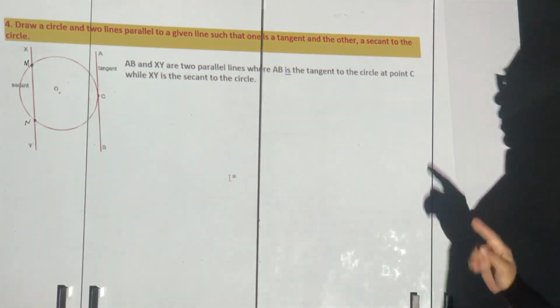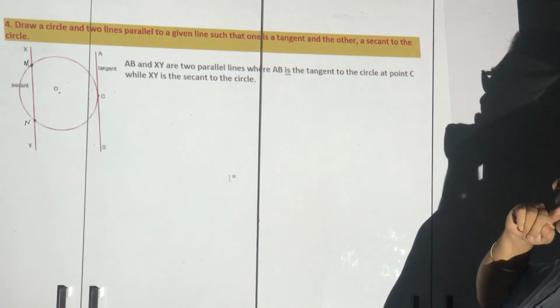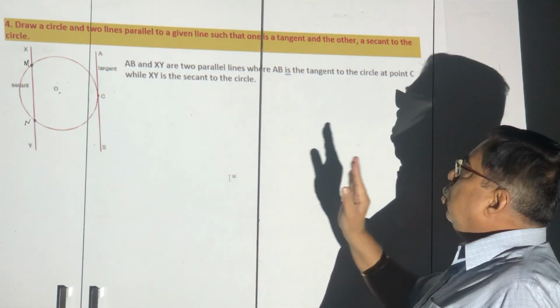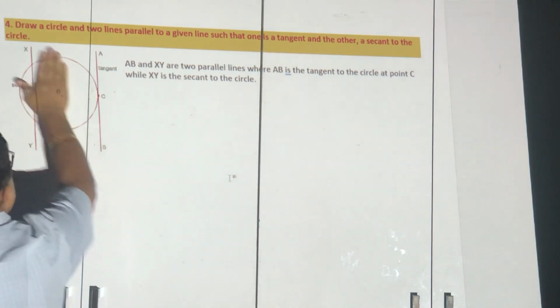Then you write there that AB is the tangent and XY is the secant. Please specify, then only you will get 1 mark for the diagram. Okay, let's go next.